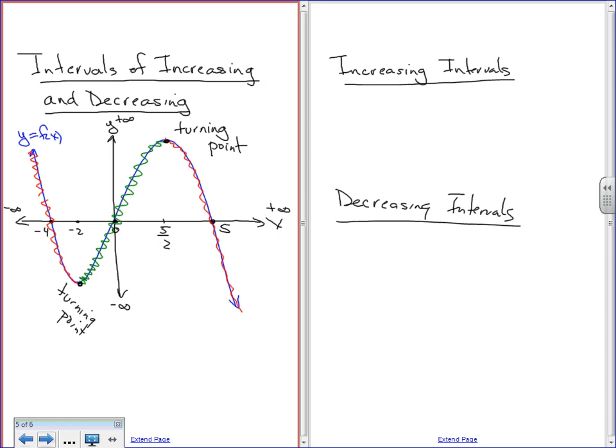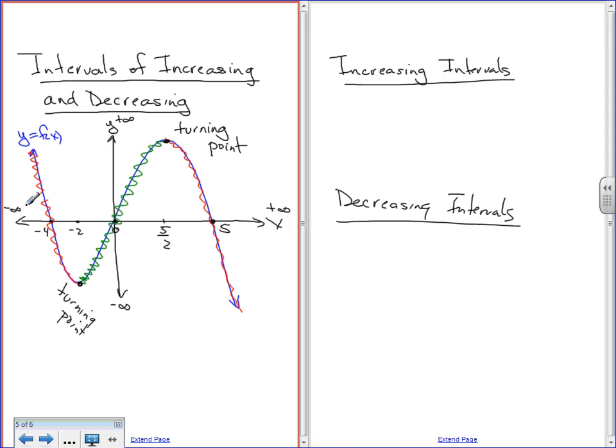Okay, so when you're asked for intervals, you're always asked for the x value. So between what x values is my function increasing? What would you say? Good. So between -2 and 5 over 2, between that interval right there, the function's increasing. Does that make sense?